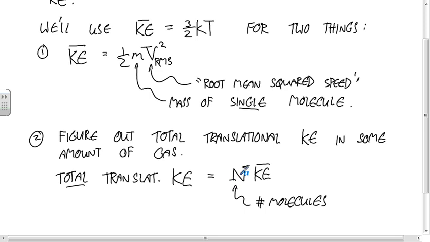Well, the way you can do it is you can take a macroscopic measurement of the total mass of the gas, and then you have a relationship, from the periodic table, the mass of each individual molecule. And so then you just do a division and you figure out how many molecules you have. So we can figure out the total translational kinetic energy in a body of gas by calculating the macroscopic mass of the gas and the macroscopic temperature.